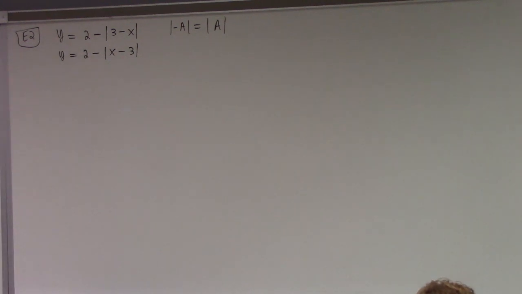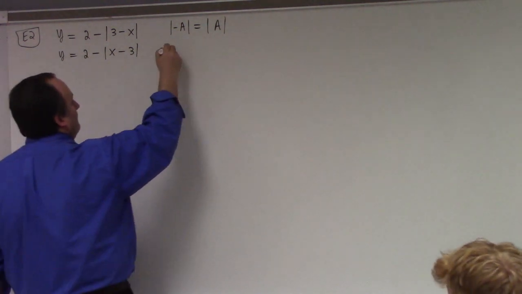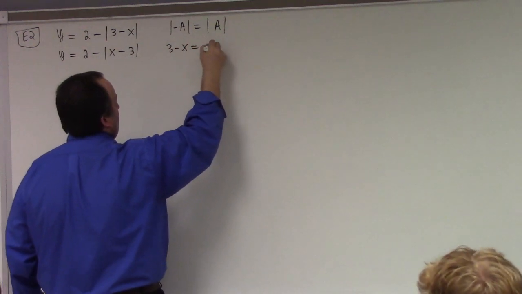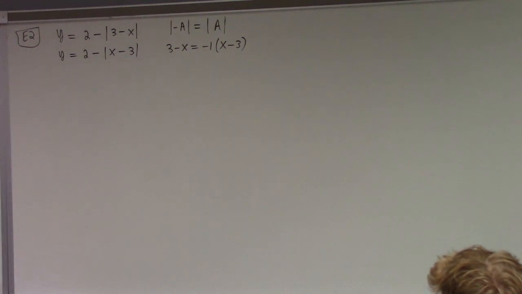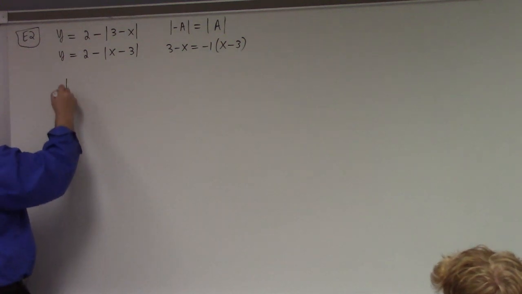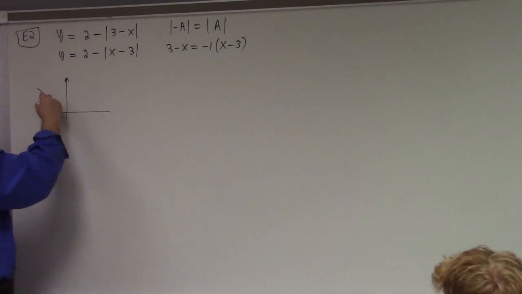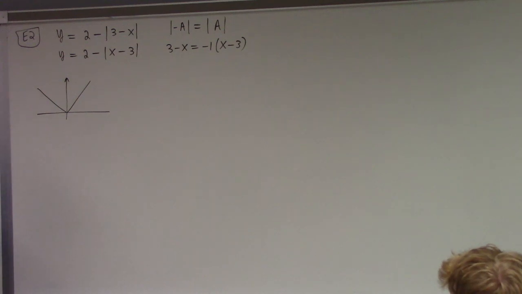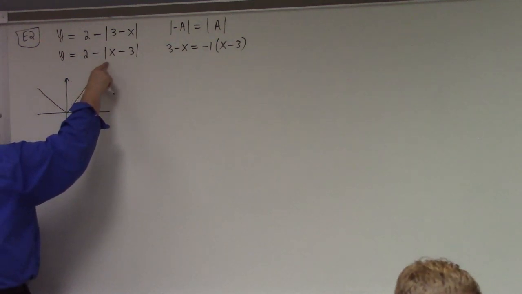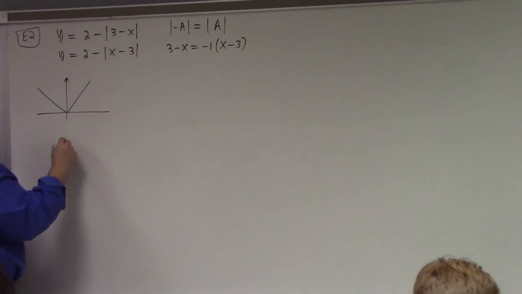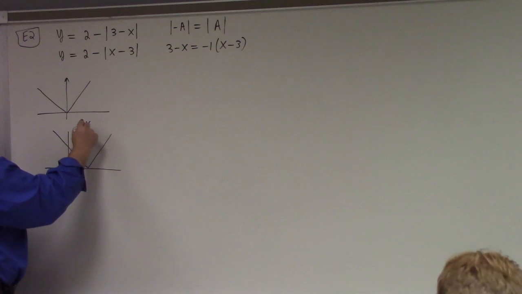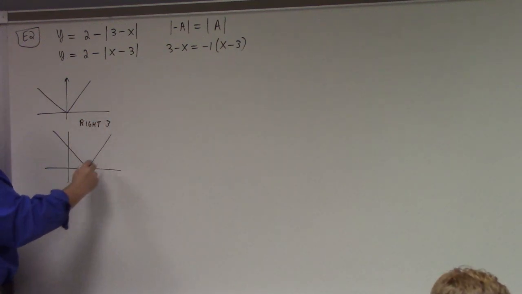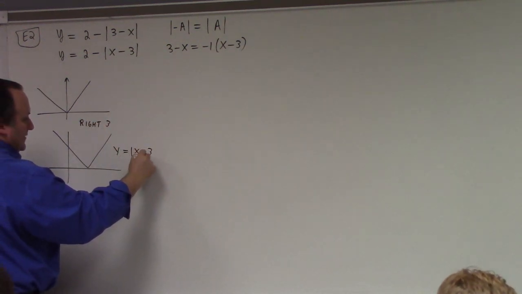right? Because 3 minus x is what? Minus 1 times x minus 3, right? So I can absorb that minus into the absolute value, and then my life is a little bit easier. Then we can do what you were saying, which is to look at absolute value, right? And then we do what? We can shift 3 to the right. So there's y equals absolute value of x minus 3, right?